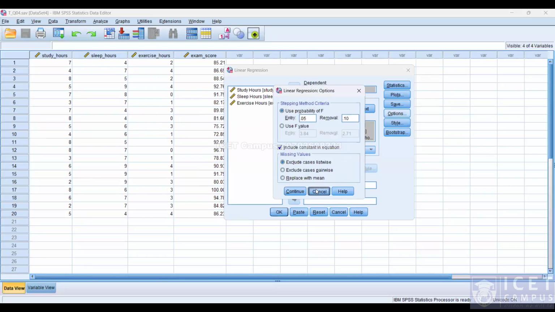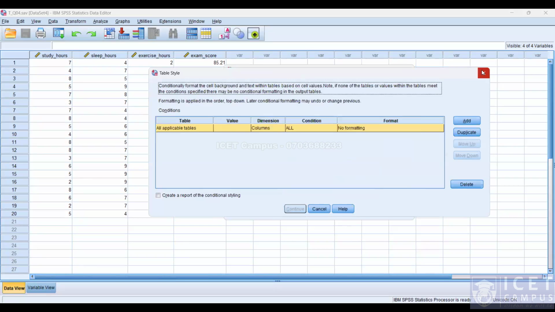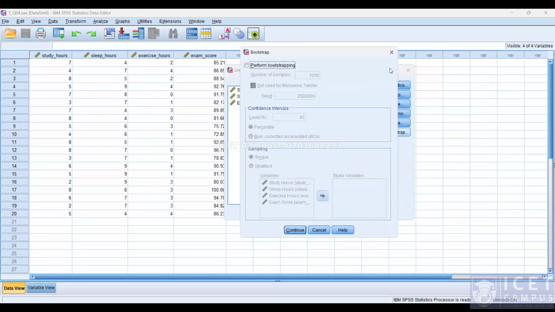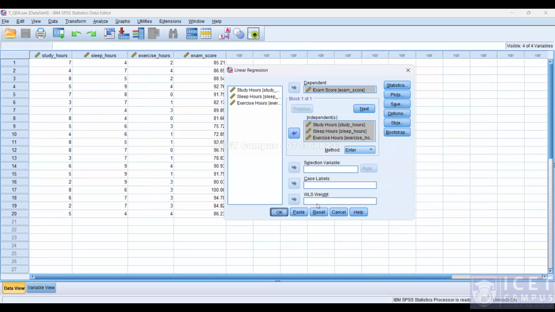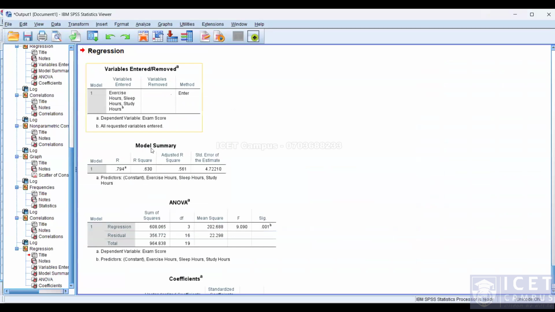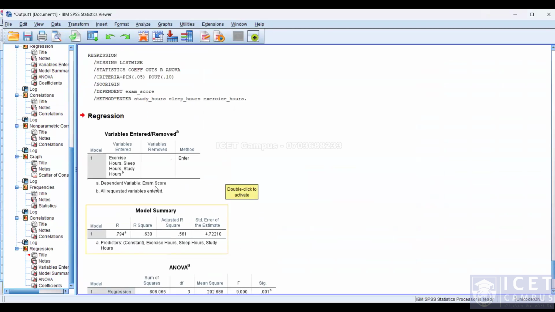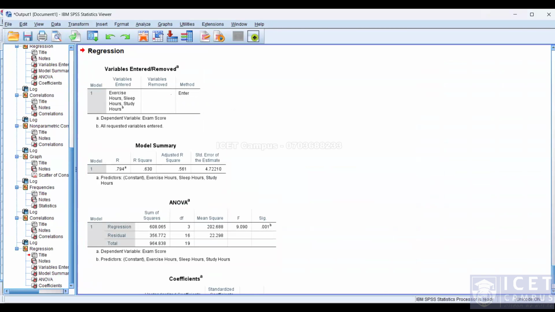Options. No need to change anything here. Just you have to take this. So you can click on and see what is given in there. Right, then okay. So this is the output here. Model summary. So you can see here R correlation is given here. R is 0.794, and so you can see there ANOVA value is also there, so that is 0.01.